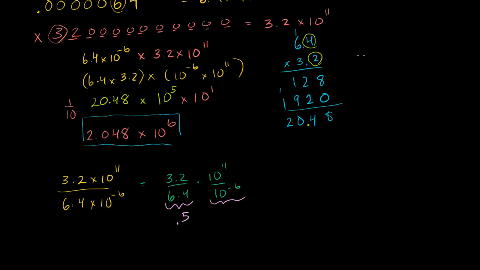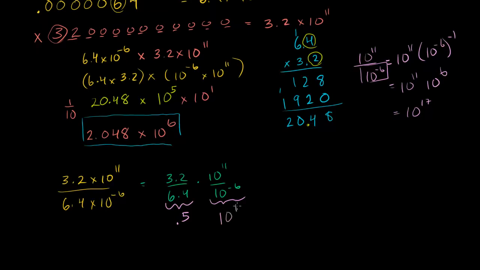10 to the 11th over 10 to the minus 6 is equal to 10 to the 11th times 10 to the minus 6 to the minus 1. Or this is equal to 10 to the 11th times 10 to the 6th. And what did I do just there? This is 1 over 10 to the minus 6. So 1 over something is just that something to the negative 1 power. And then I multiplied the exponents. You could think of it that way. And so this would be equal to 10 to the 17th power.